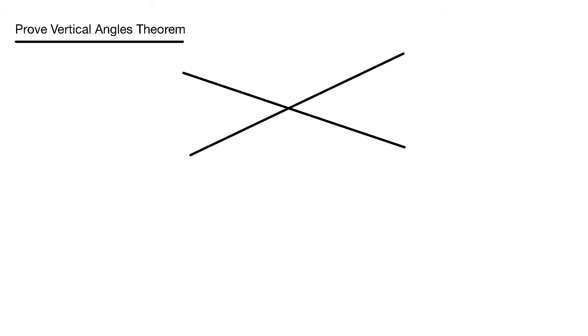Your assignment today is to prove the vertical angles theorem. In other words, given two intersecting lines, show that two angles that are opposite each other are congruent. On a test, I will give you two intersecting lines. I will label 5 points on those lines.